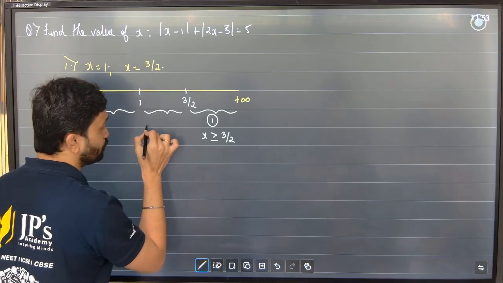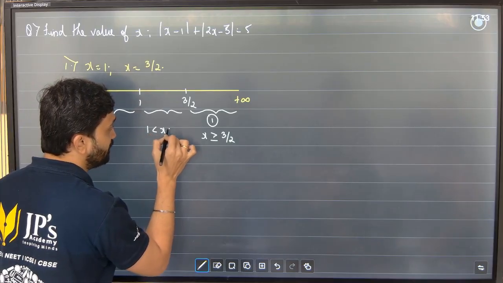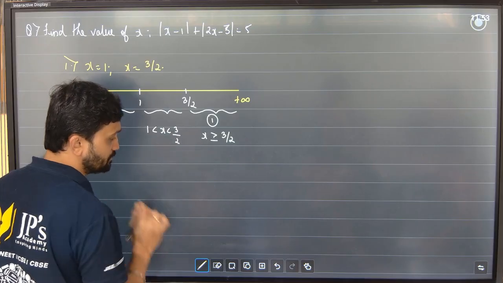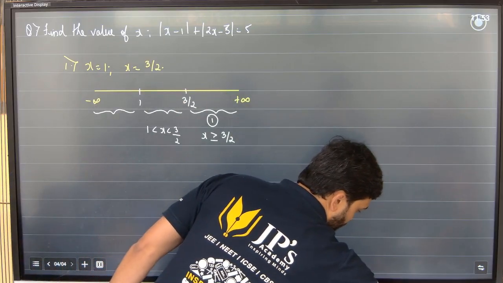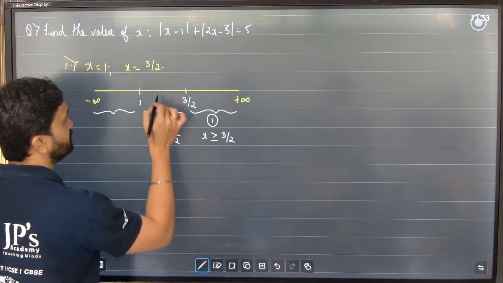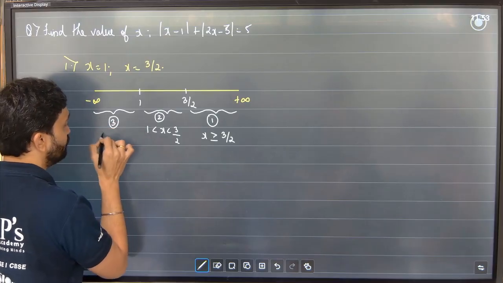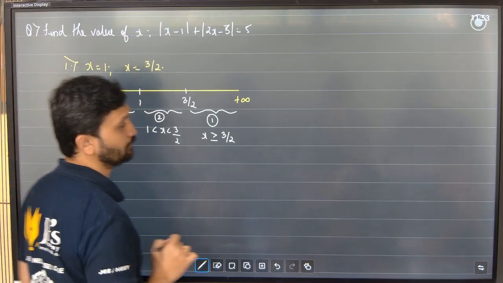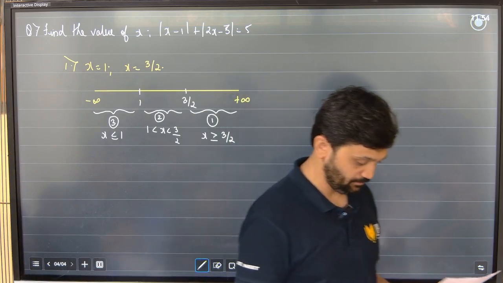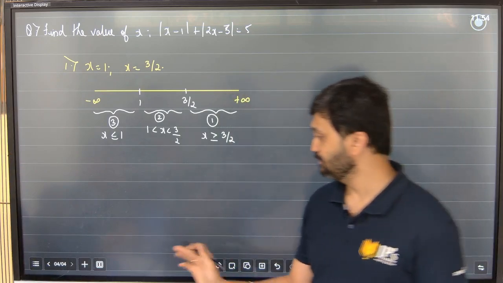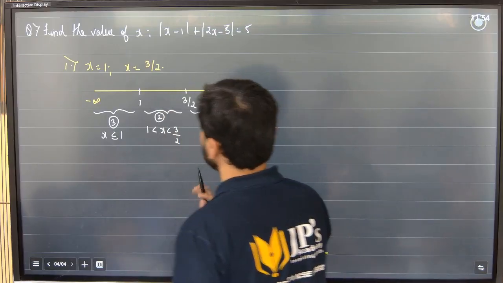This is section 2: 1 is less than x less than 3 by 2. And section 3 will be x is less than or equal to 1. This is the second part. I have converted this and I have satisfied the condition.